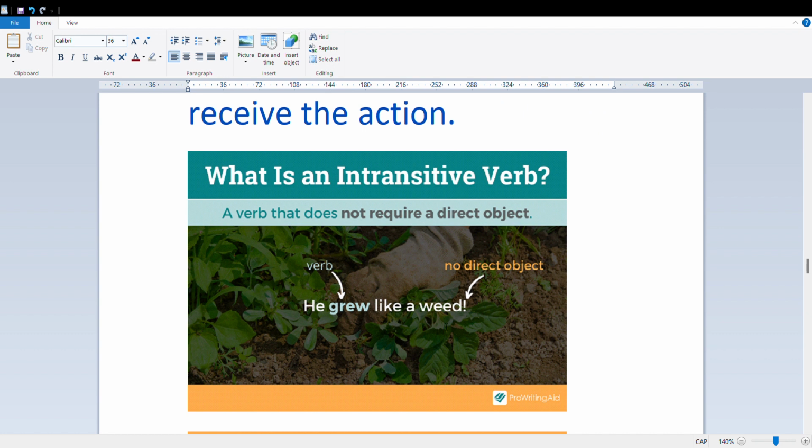He grew like a weed. So here, what is your verb? Grew. Weed, it's not a direct object. You'll have to identify the verb. What's the verb? Grew. Okay.